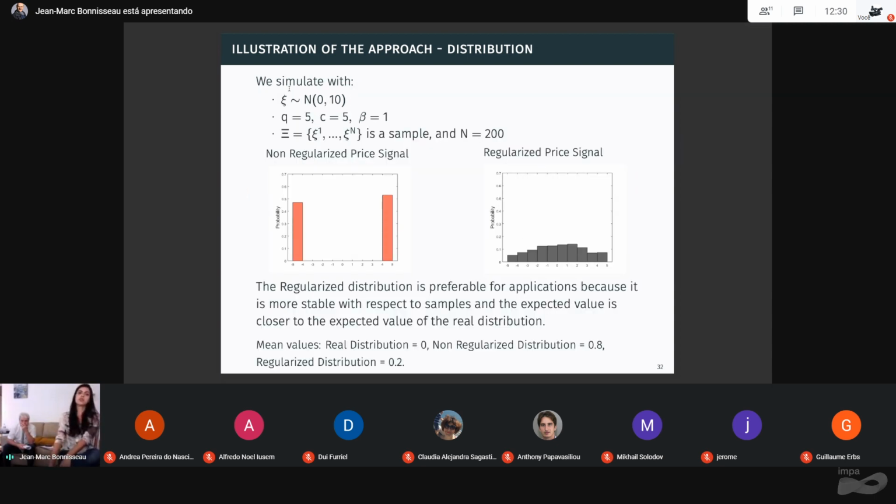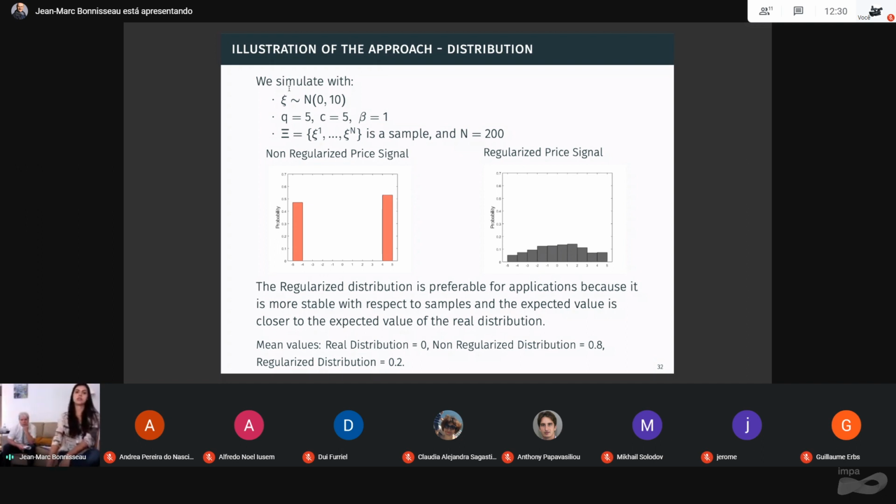About the distribution of price, we can also simulate. So we simulate with psi in a normal distribution with expected value 0, and Q equals 5, C equals 5, beta equals 1 for 200 scenarios. What you see is that the non-regularized price signal has this binary distribution where we have two possible values that oscillate. And the regularized price signal has this more smooth distribution.